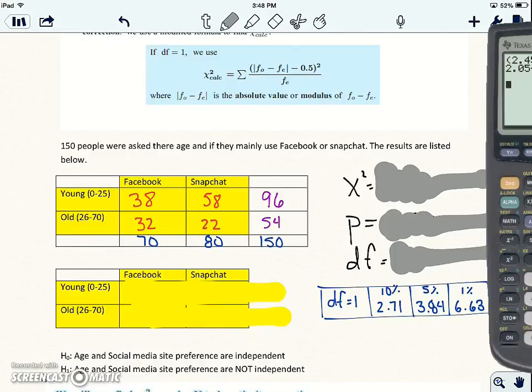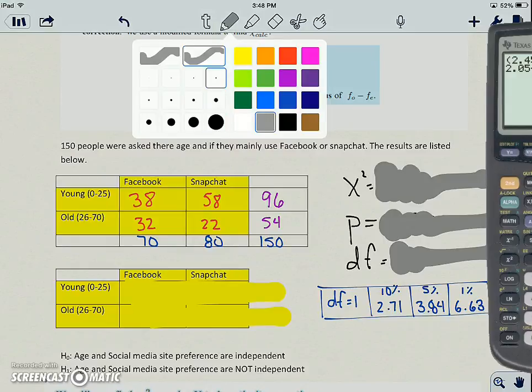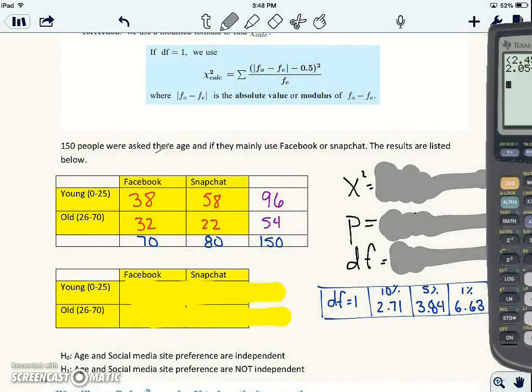150 people were asked their age, and I know this is the wrong there. And if they mainly used Facebook or Snapchat. The results are listed below. So again, you can't use quantities unless you group them. So we have people 0 to 25 years old, 38 use Facebook, 58 mainly use Snapchat, 26 to 70, 32 use Facebook, 22 use Snapchat. Okay, and this was just a random quiz.